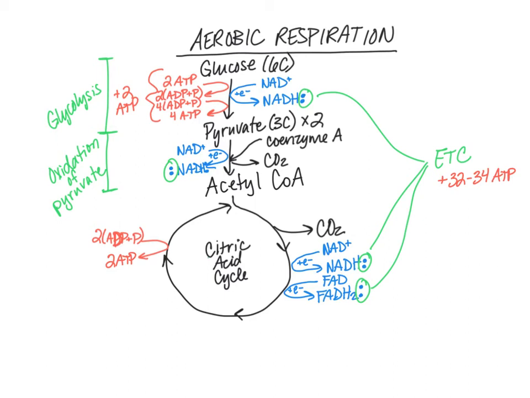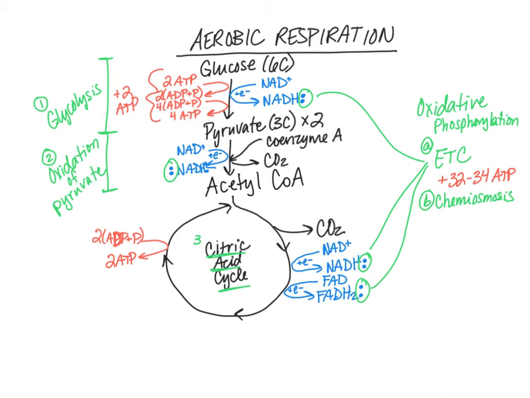The citric acid cycle is what's happening here. And then the electron transport chain is the first part of oxidative phosphorylation, which includes the events of the electron transport chain followed by chemiosmosis. So once again, glycolysis is first, followed by the oxidation of pyruvate, then the citric acid cycle, and then oxidative phosphorylation.